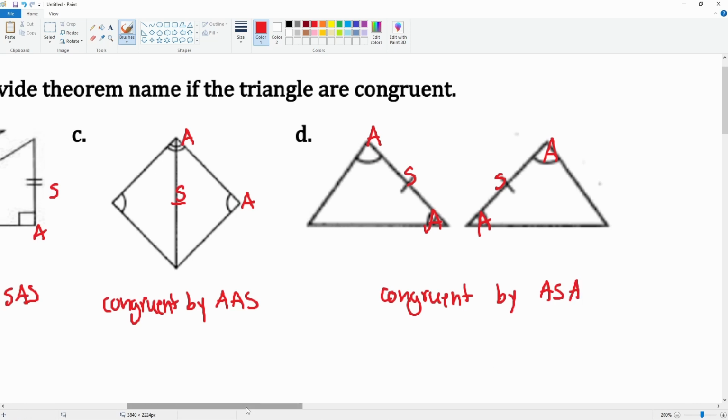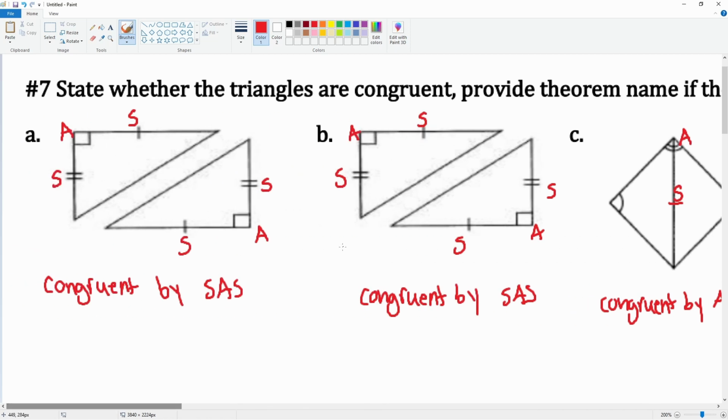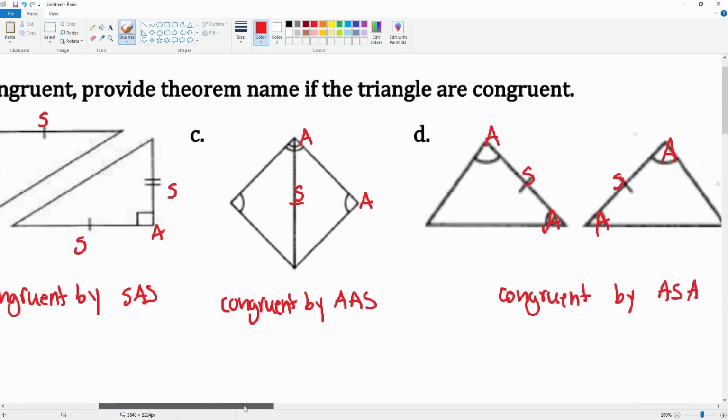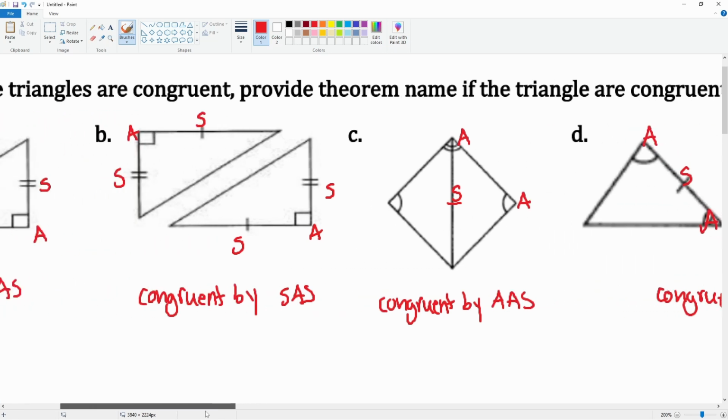Okay, so there you go. So the only mistake was B was repeated twice. All right, there you go. That is how you prove that the triangles are congruent using the congruency triangles.